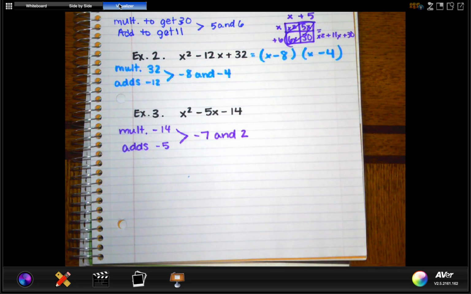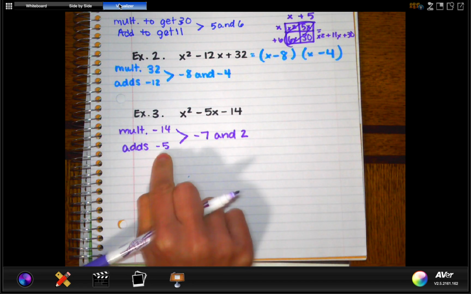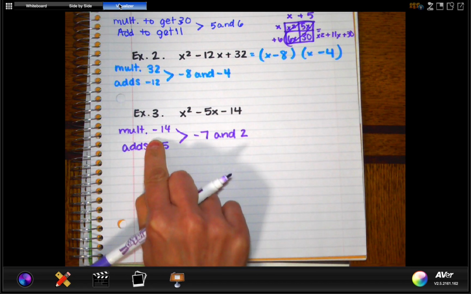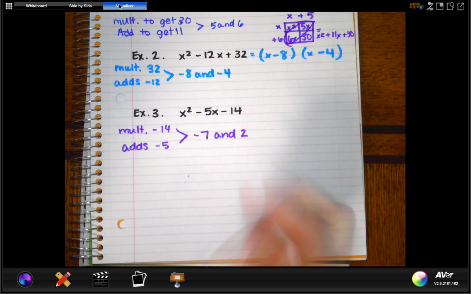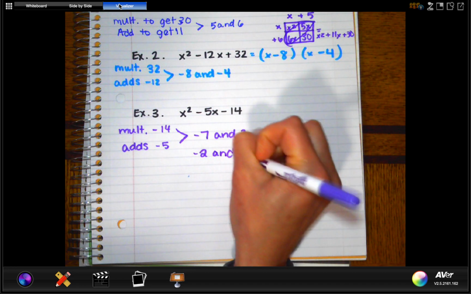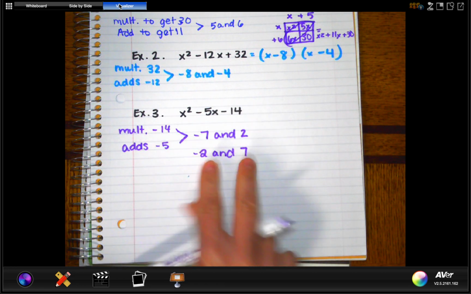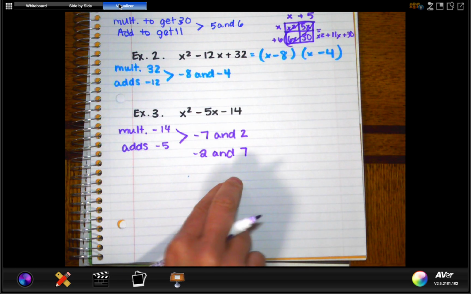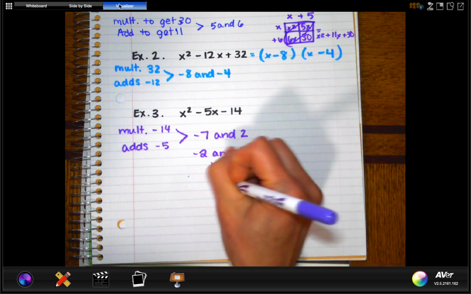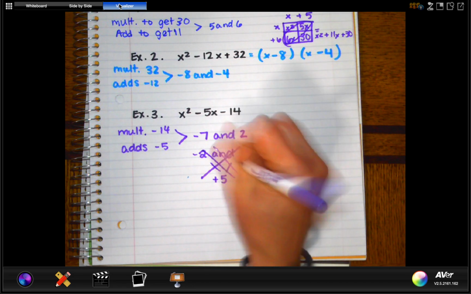This is the one where mistakes sometimes get made, because -7 times +2 is -14, where it gets a little bit weird, right? If I had switched that around, don't do this, but what if I said -2 and +7? That still multiplies to get -14, but if you add those together, you would get +5. And so that doesn't work. That's a nope, don't want that one.